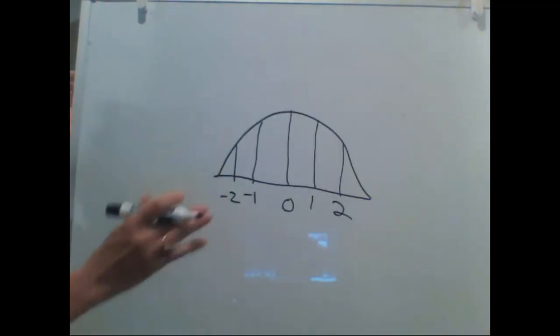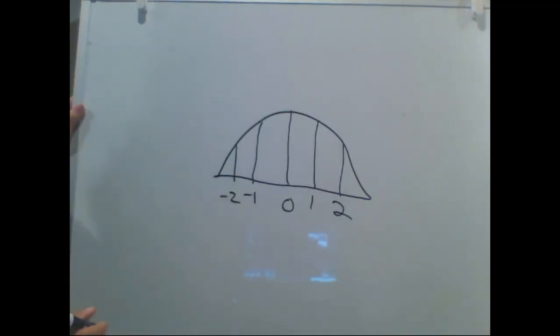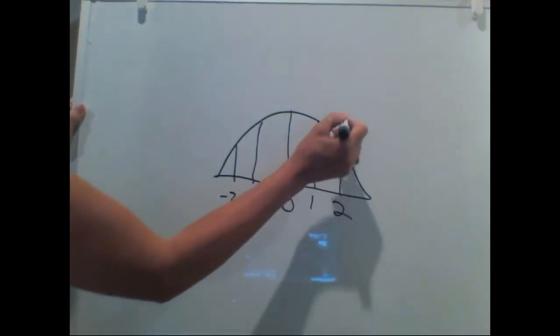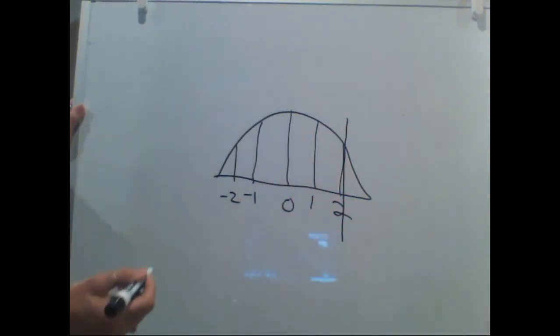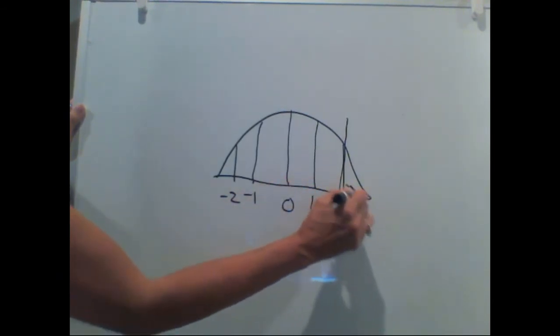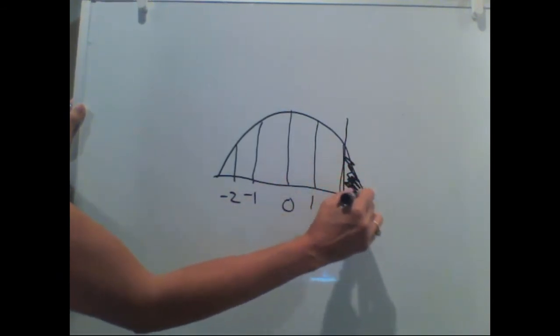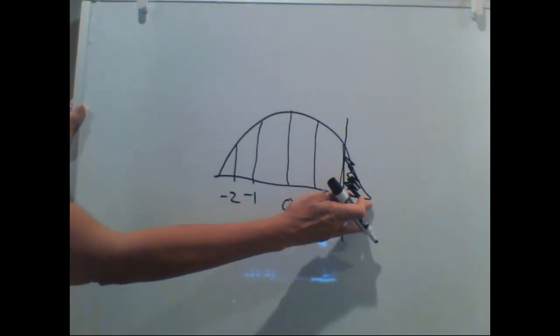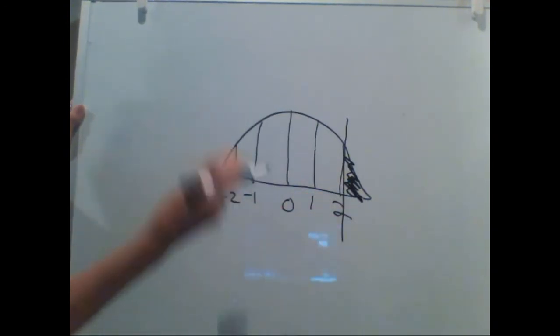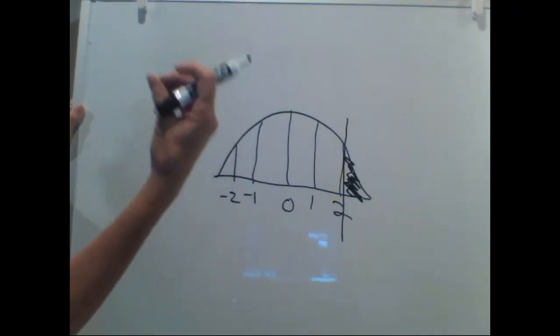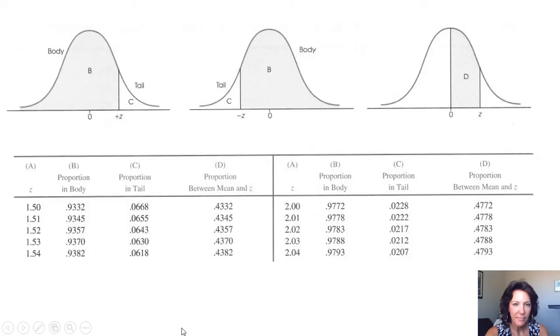So let's take a look and see what column we're going to be looking at in the unit normal table. We figured our z-score was a positive 2.0, and we're looking for all scores that are greater than a 2.0. So this is the shaded area that we're going to be looking at. So look at your unit normal table and see if this shaded area reminds you of column B, C, or D. Okay, I have some areas of the unit normal table here to help us out.